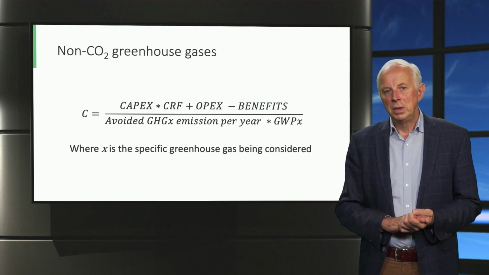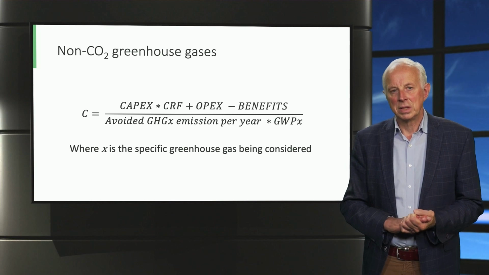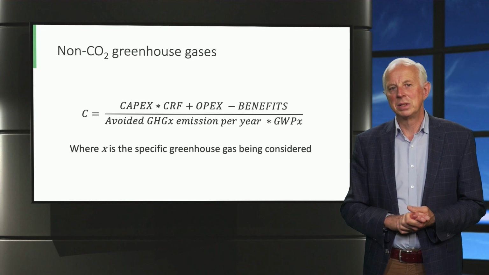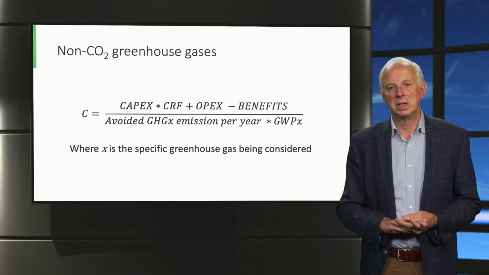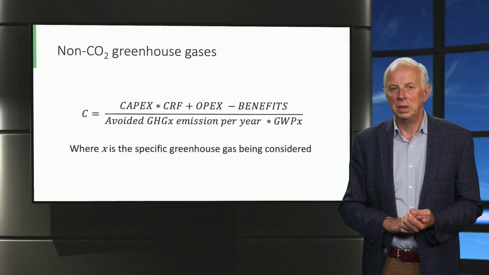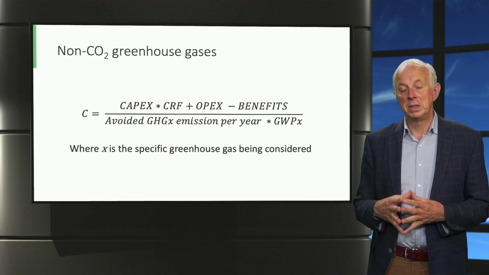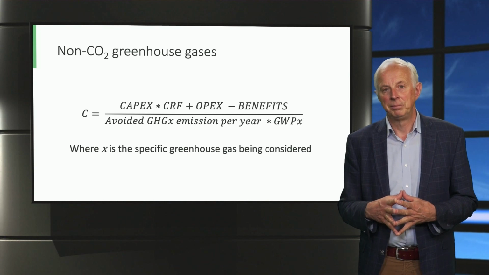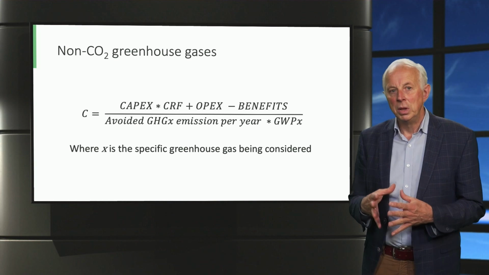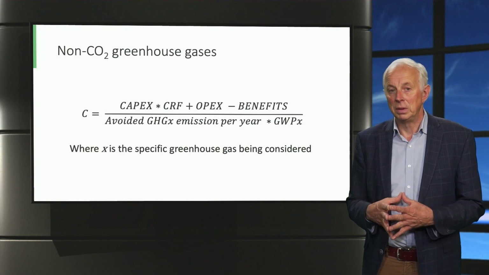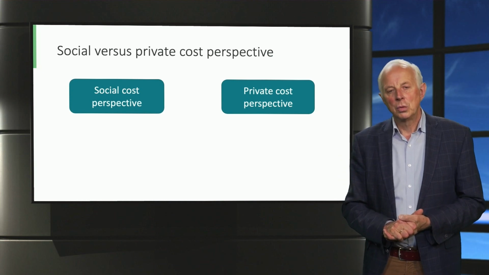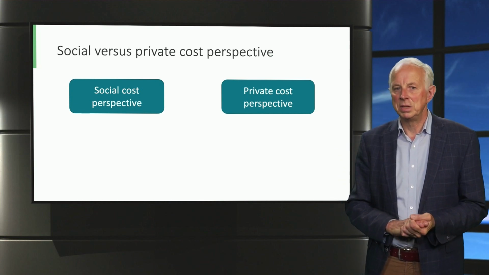Of course, we also need to use this formula for other greenhouse gases. The comparison is quite simple as it's just the same formula. The only difference is that you multiply the avoided greenhouse gas emissions per year times the global warming potential of that specific greenhouse gas. And the resulting costs are not in euros per ton of CO2, but in euros per ton of CO2 equivalent.